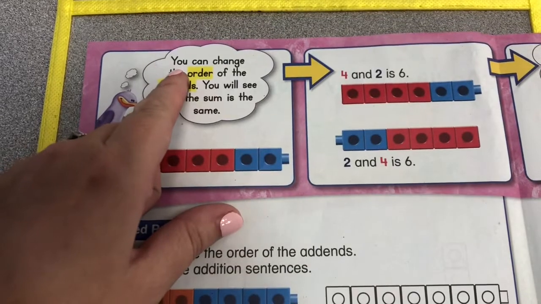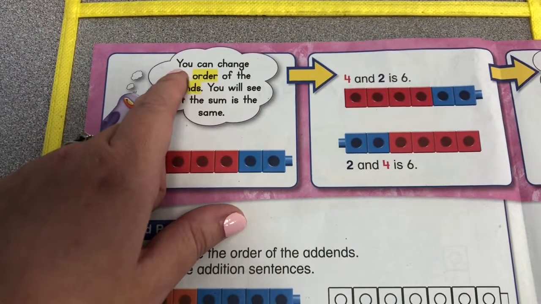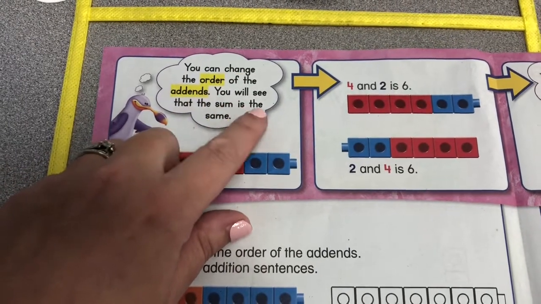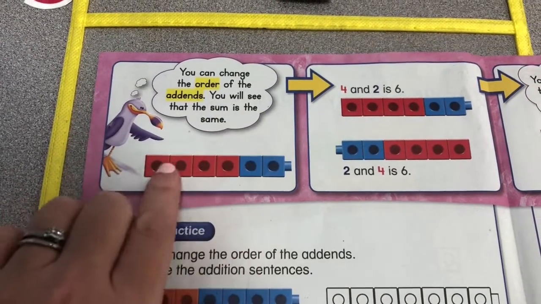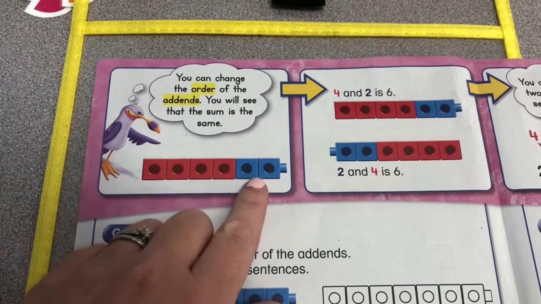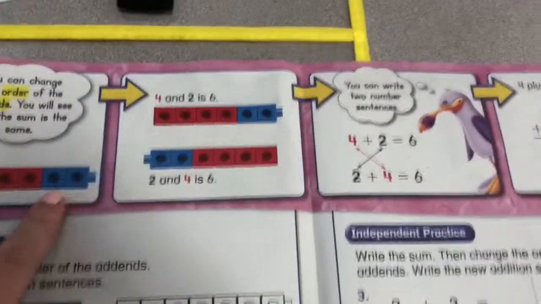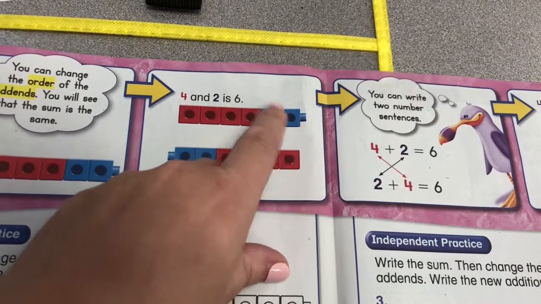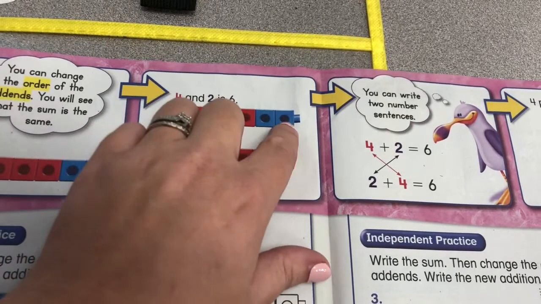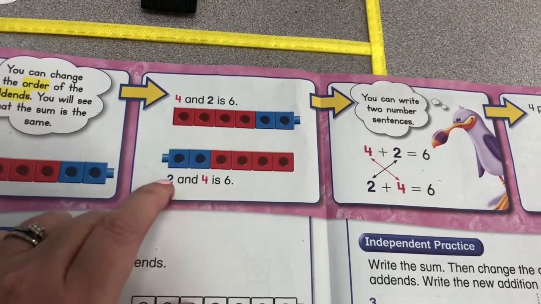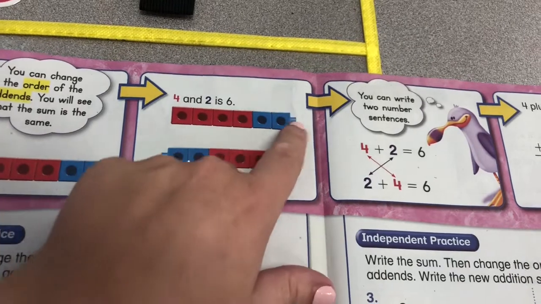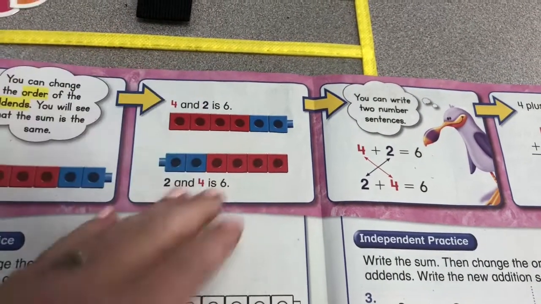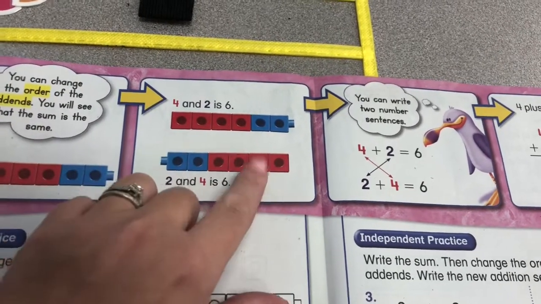Okay. This story is just like the beginning. It says you can change the order of the add-ins. You will see that the sum is the same. Here we have 4 red cubes and 2 blue cubes. So red is first, 4 and 2 is 6. 4, 5, 6. Yes, it is. And then we'll put 2 first, changed orders, 2, 3, 4, 5, 6. Yep, it's still 6.